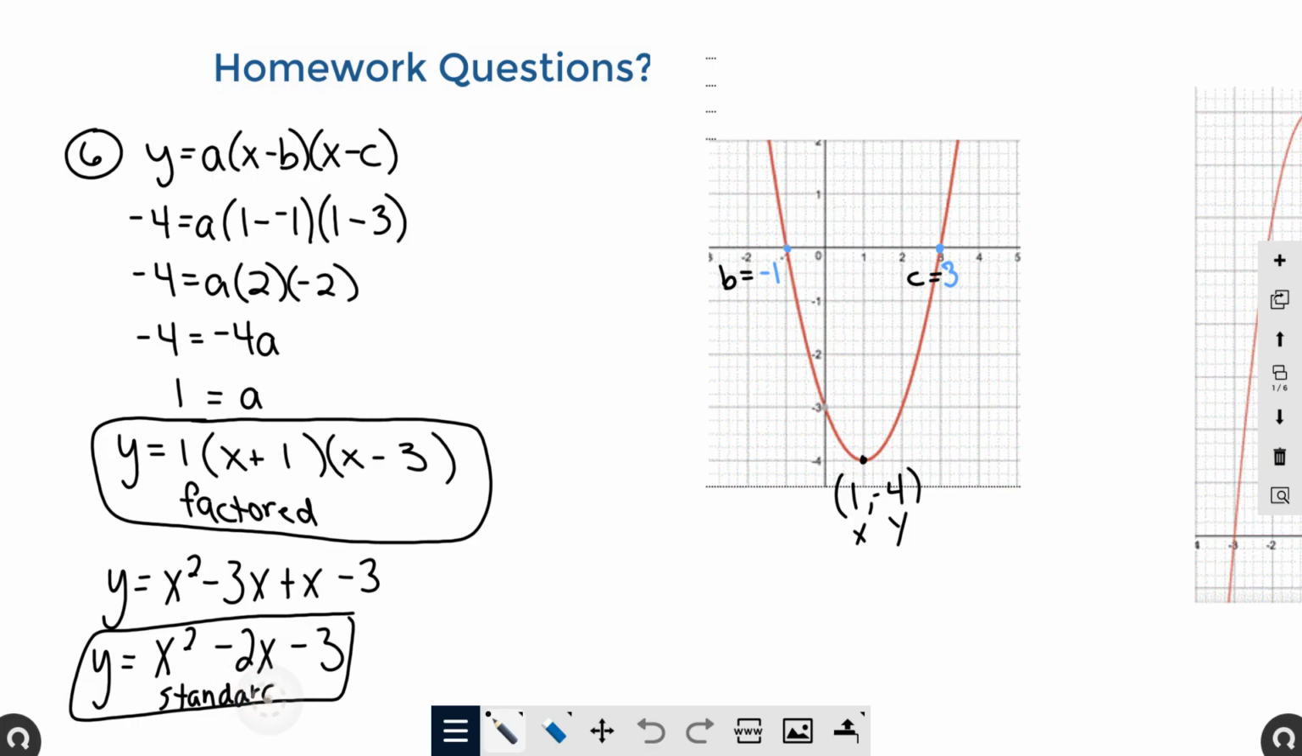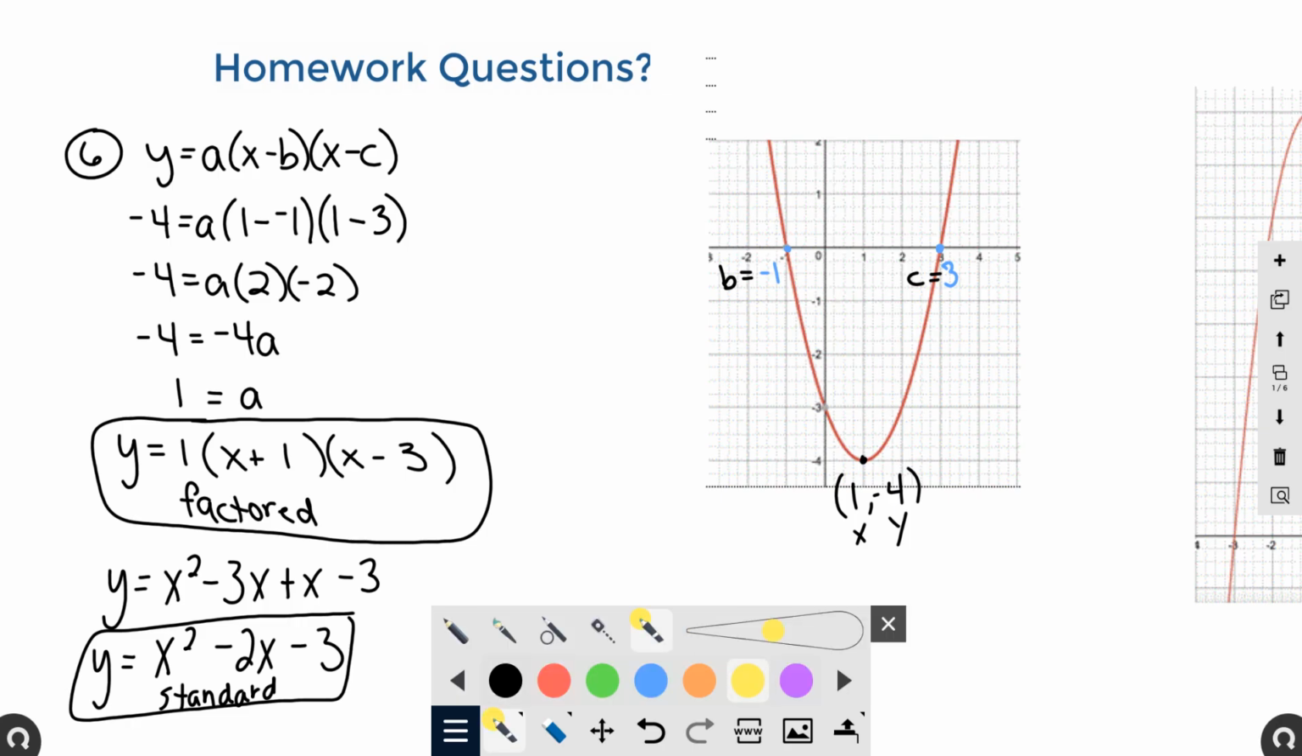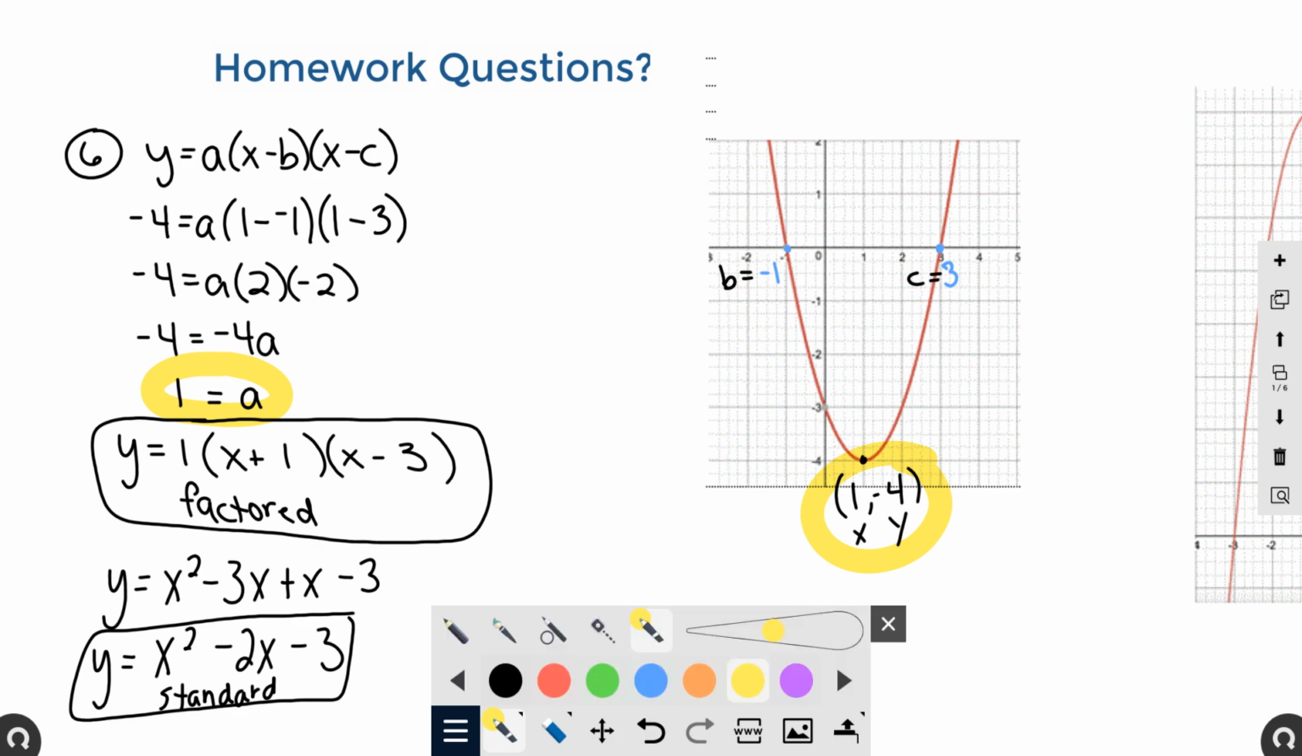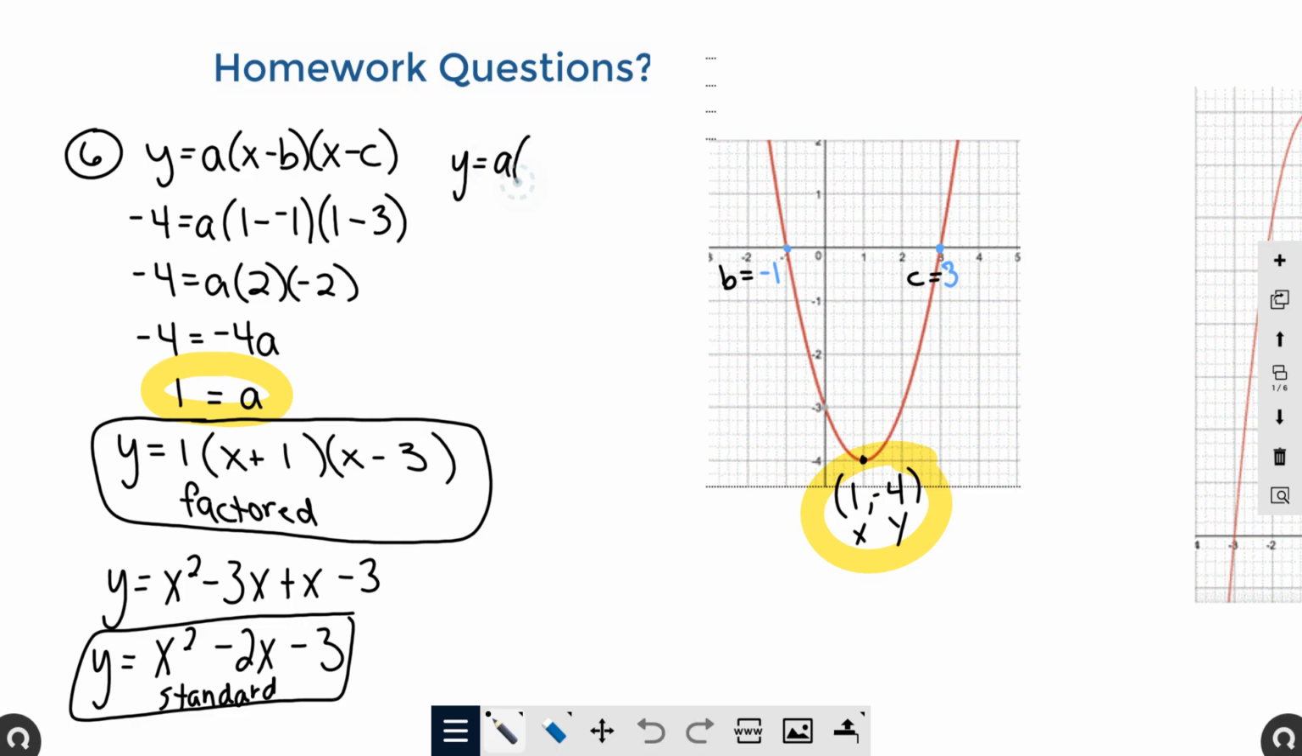And now we want to write it in what? Vertex. Do I have to complete the square to write it in vertex? No, because if you look here, I have my vertex. And I have my A. Isn't that all that I need for vertex form? Yes. So I'm going to just plug those in. So y equals A, x minus h squared plus k.